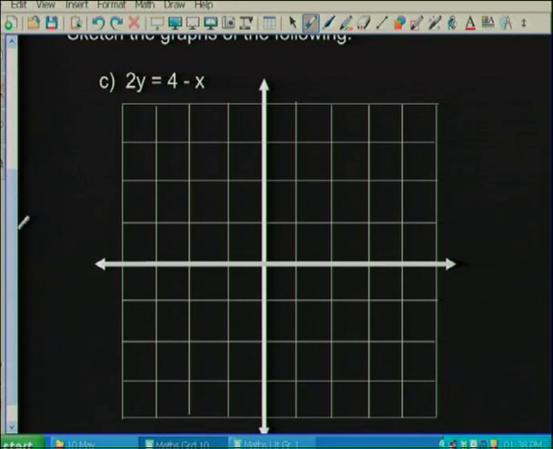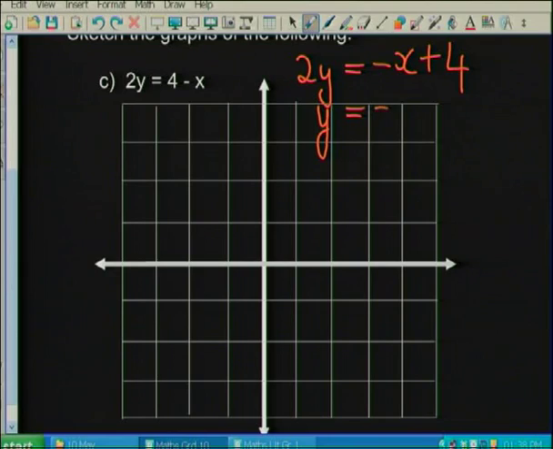Right, let's have a look at our next example. 2y is equal to 4 minus x. I'm first going to put the equation into standard form. I prefer to have the x first. That's just a personal thing. Remember that y needs to be the subject of the equation, so I'm now going to divide the entire equation through by 2. So y will then be negative a half x plus 2.